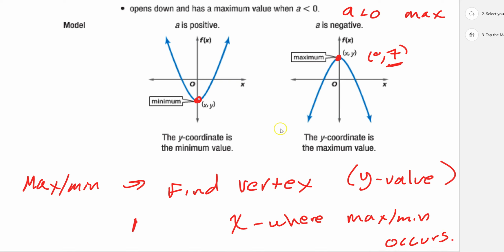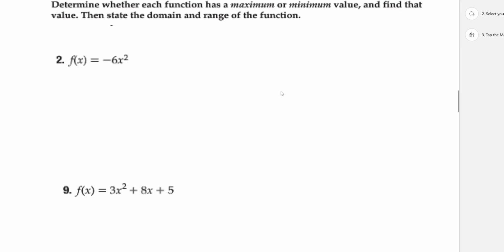So if you want to find the max or min, just find the vertex. The y value is actually what we're looking for, because that's how high and how low it is. So that's your max or min. And then the x value is where it occurs. Sometimes I might ask you a word problem and say, when does it happen? The x value. So let's look at problems where we have to find the max and min of equations. So this problem right here: determine whether each function has a max or min value, and then find that value. State the domain. Again, we're not doing that yet.